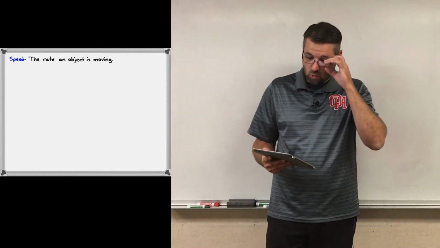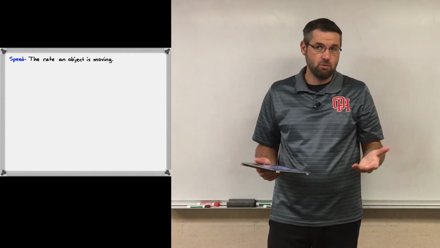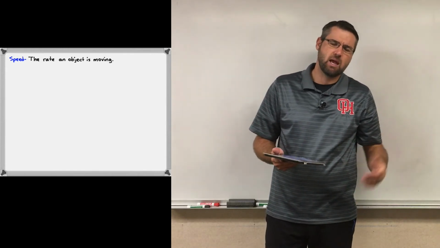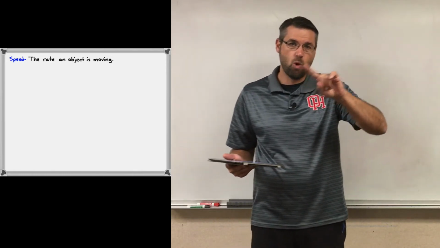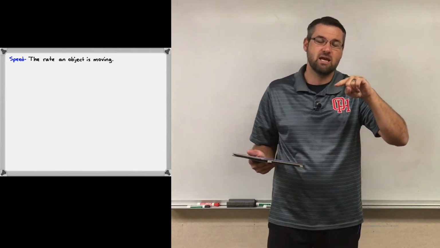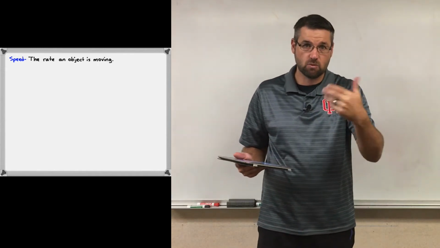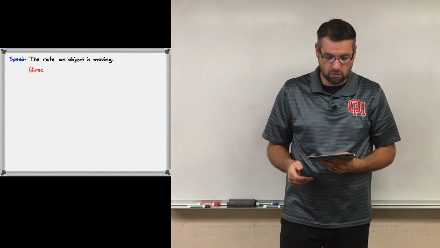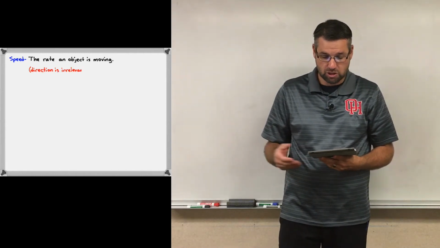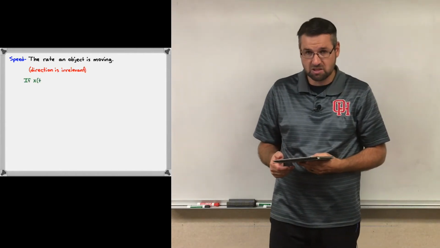All right, next thing, next terminology, speed. Speed is the rate that an object is moving. Well, didn't you just say that velocity is the rate at which an object is moving? Yes, but velocity had one extra thing to it. Velocity said that it's how fast it's moving, the rate, but it also implies direction, where speed doesn't imply direction. Okay, direction is irrelevant when we talk about speed.